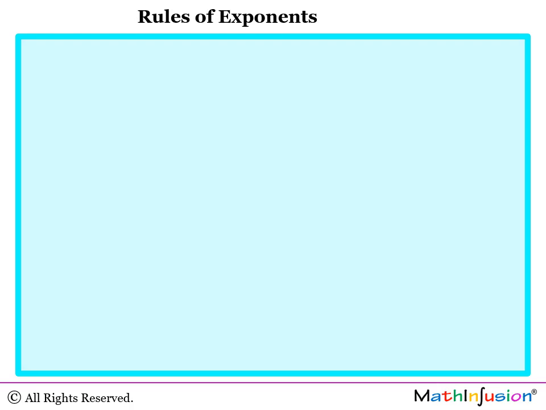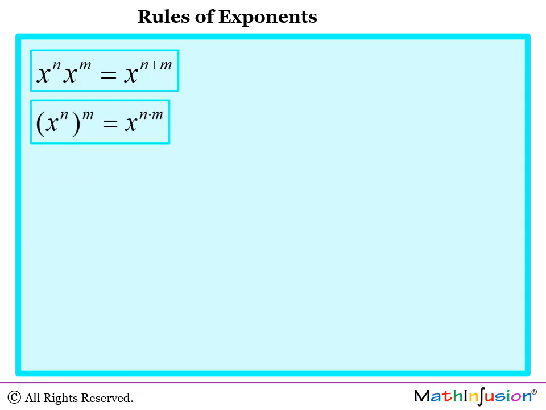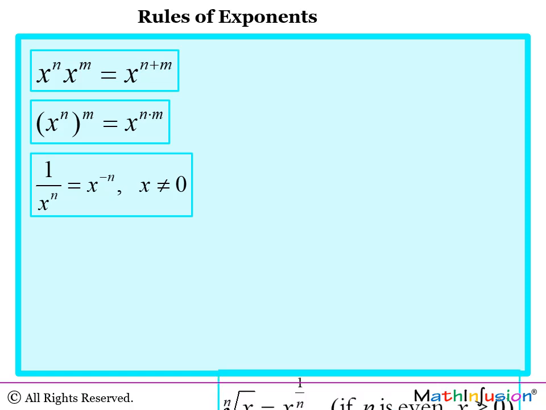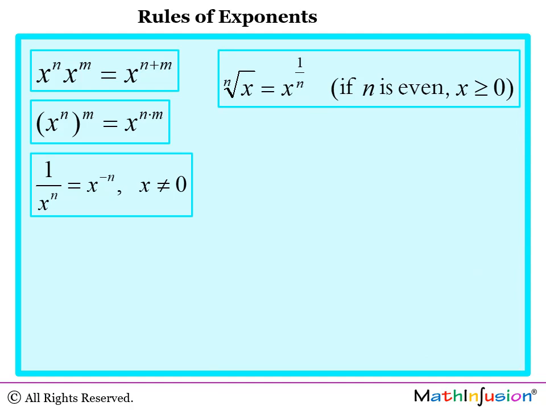Rules of exponents. Make sure you know them very well. x to the n times x to the m is x to the sum of the exponents. x to the n to the power of m is x to the power of the product of the exponents. 1 over x to the n can also be written as x to the power of negative n. An nth root of x can also be written as x to the power of 1 over n. x to the n over x to the m is x to the power of n minus m.